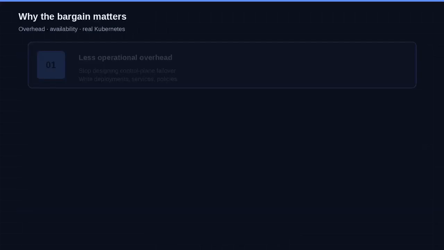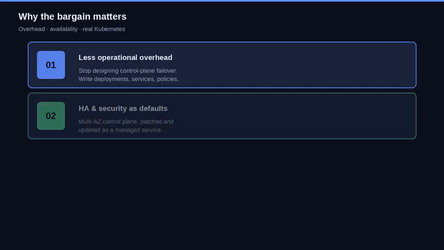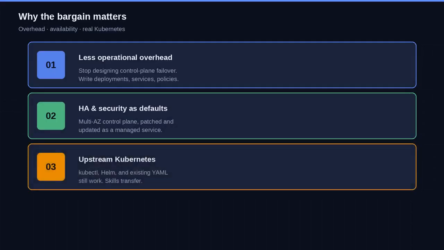Why does that bargain matter in practice? Three payoffs stack. First, operational overhead drops. Your team stops designing control plane failover and starts writing deployments, services, and policies. Second, availability and security become defaults rather than projects. The control plane is spread across availability zones, patched and updated as a managed service. Third, EKS does not invent a private dialect of Kubernetes. It runs upstream Kubernetes, so the skills and YAML you already have transfer.